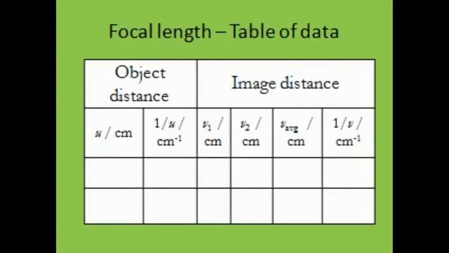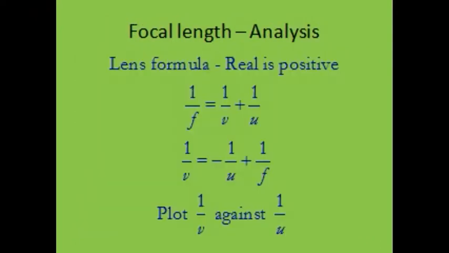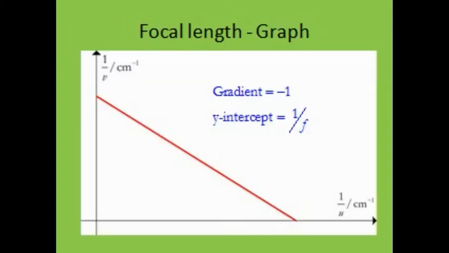All the data is recorded in a table as shown, and from the table we can analyze using the lens formula that if we plot 1/v against 1/u, we will get a straight line graph with a gradient of -1 and a y-intercept of 1 over the focal length.